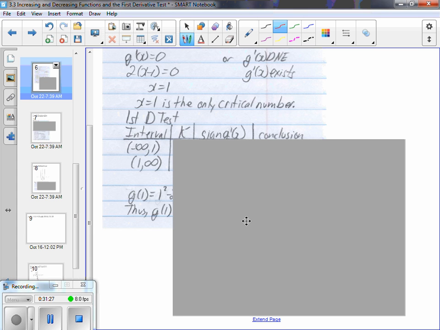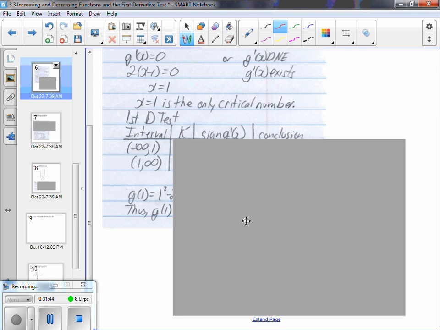It's always increasing or it's always decreasing. Because the only time a derivative, well, we worked it out, didn't we? The only time the derivative equals 0 is 1. The derivative always exists. So it's either positive or negative everywhere else, except for 1.